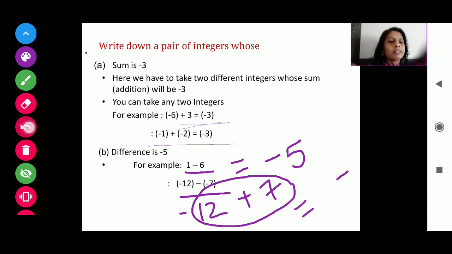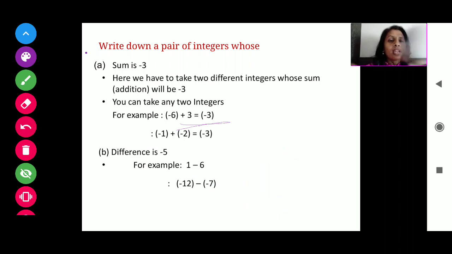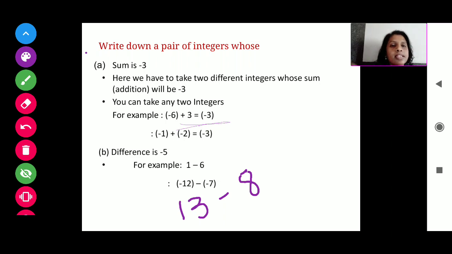We can check with another example also. Here I will take 13 and the difference we have to find out. So we will take 8. Now it is simple, minus 13 plus 8, so -5. So here you can find so many pairs whose difference will be -5.